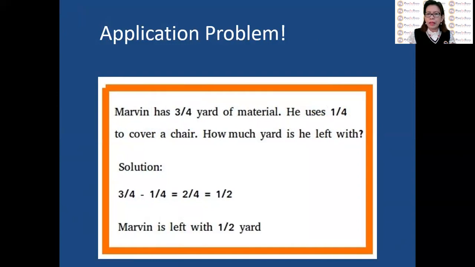Okay, I have here one application problem. Marvin has 3/4 yard of material. He uses 1/4 to cover a chair. How much yard is he left with?